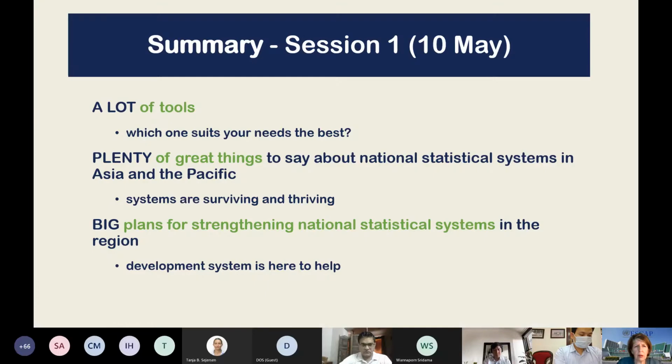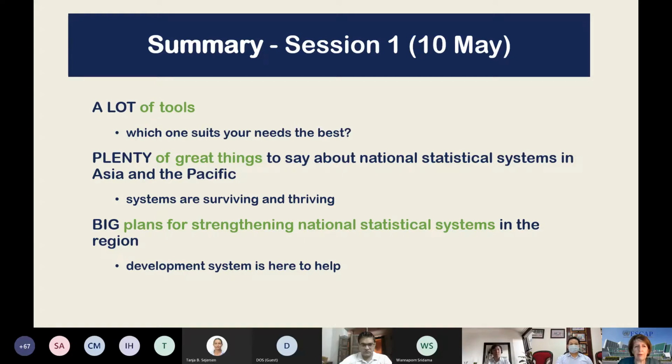We heard yesterday, and Ricky gave a very good summary at the end of the day, about the fact that there are a lot of tools available from across the development system to help you strengthen these areas in your statistical systems. And one of the questions which I'm sure is on many of your minds is which tool suits your needs the best? And we're going to have several sessions today with our development partners where we're going to have an opportunity to really understand some of these tools in greater detail. Because these tools are designed to help you, but you've got to understand your situation, which one's best for your purpose.